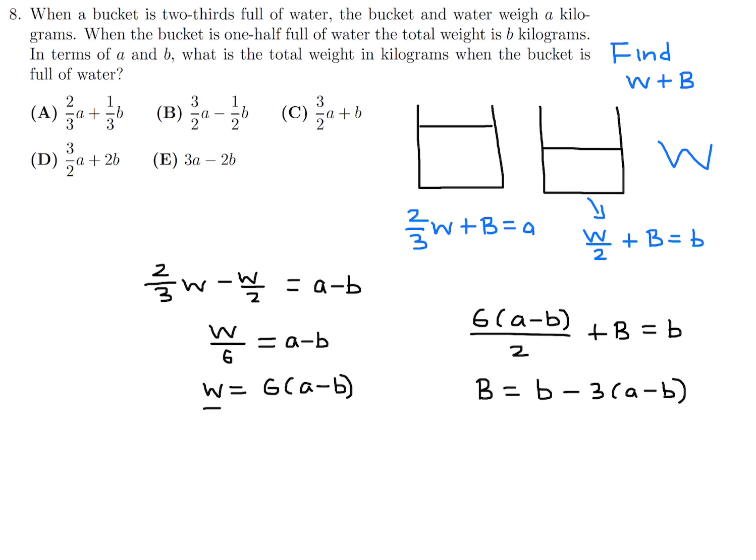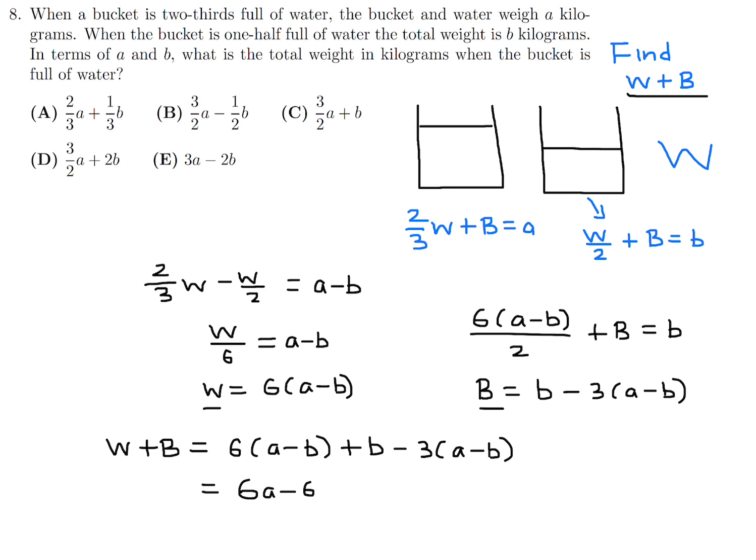So I've got W and big B. Now I can figure out W plus B. So W plus big B, which is what they want us to figure out, is 6A minus B plus B minus 3A minus B, and that is 6A minus 6B plus B minus 3A plus 3B. Collecting like terms, let's see here, 6A, 3A, and then minus 6 plus 4 minus 2B. And that is choice E for number 8.